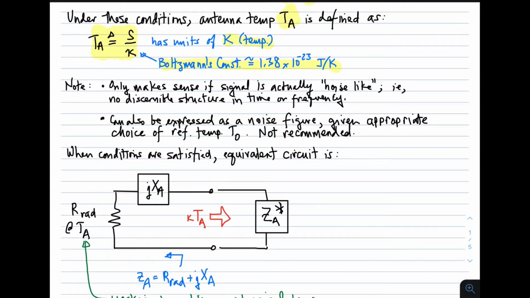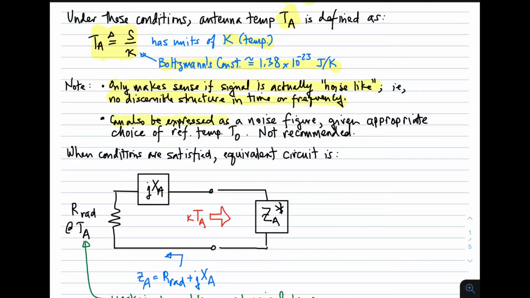Now we need to make a couple notes here. One is this definition only makes sense if the signal is actually noise-like. That is, it has no discernible structure in time or frequency. If the signal looks like a sinusoidal signal, or if it looks like a modulated signal, that's hard to characterize as noise, except for certain circumstances which are outside the scope of this lecture at the moment.